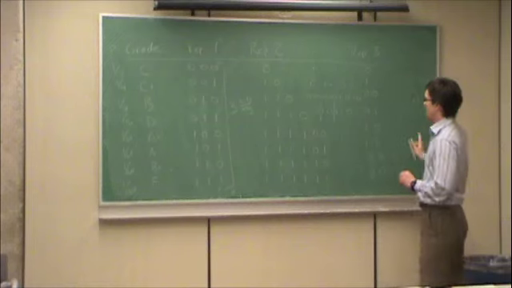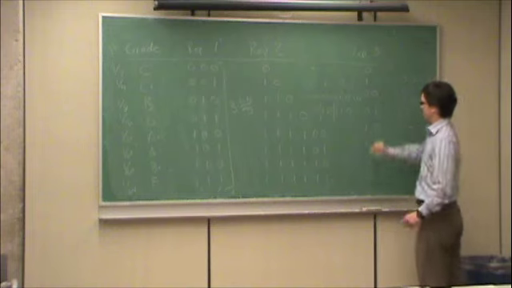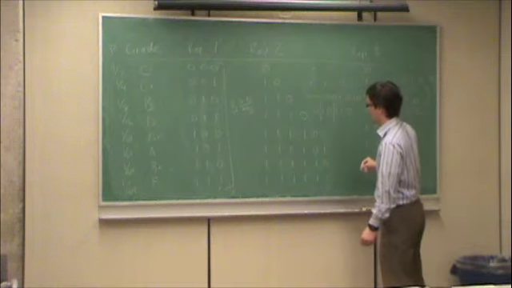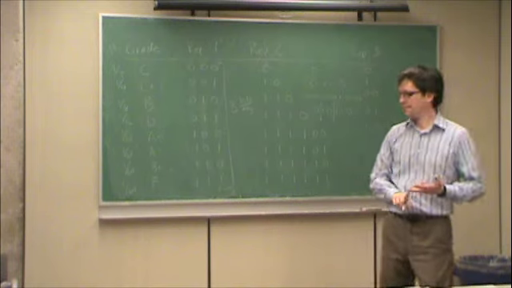So that's a problem. Obviously this is much more compact, but it cannot be uniquely decoded. So what we need is a code that is both compact and uniquely decodable.